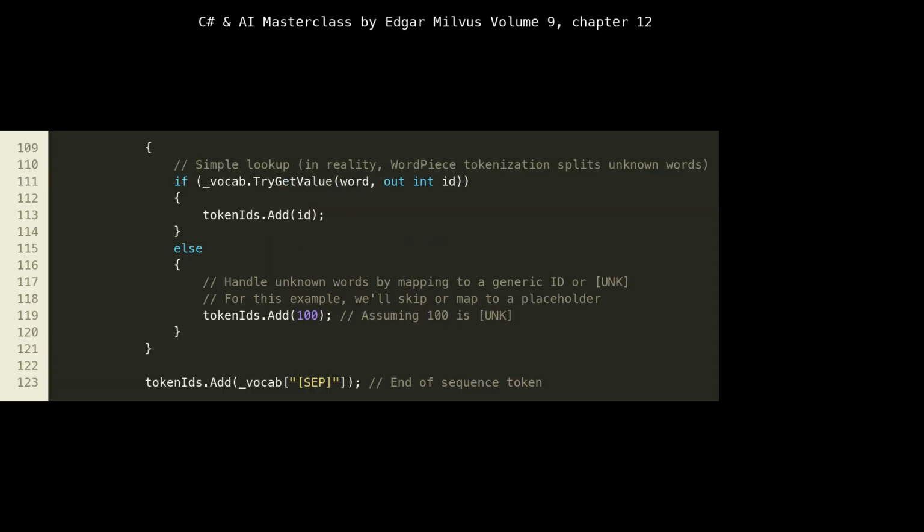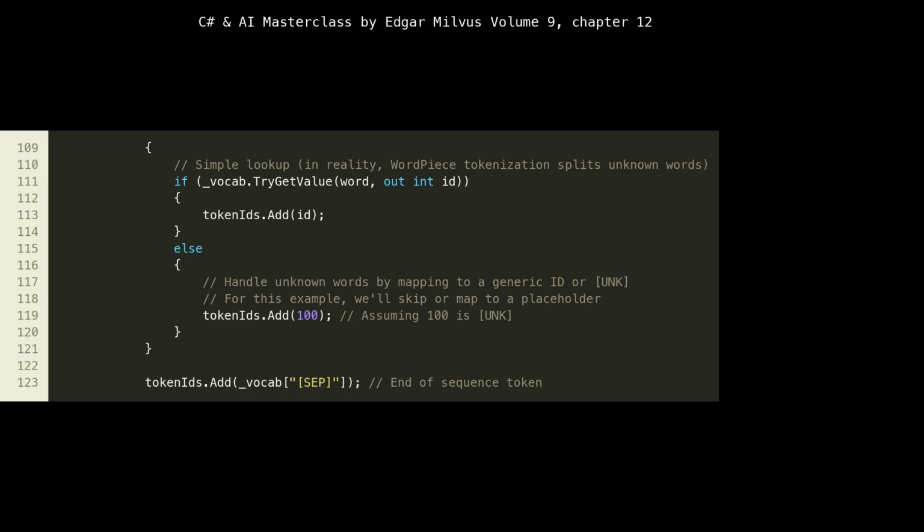Lines 109 to 124 continue the tokenization process within the encode method. We iterate through the words, derived from the input text, and attempt to look up each word in our _vocab dictionary. At lines 111 to 113, if a word is found, its corresponding ID is added to tokenIds. This is a direct lookup, which is simplistic.